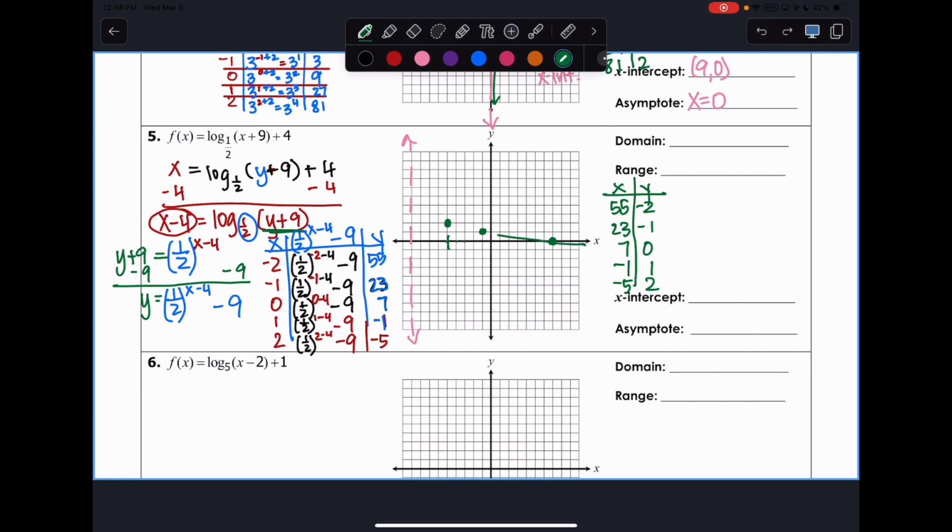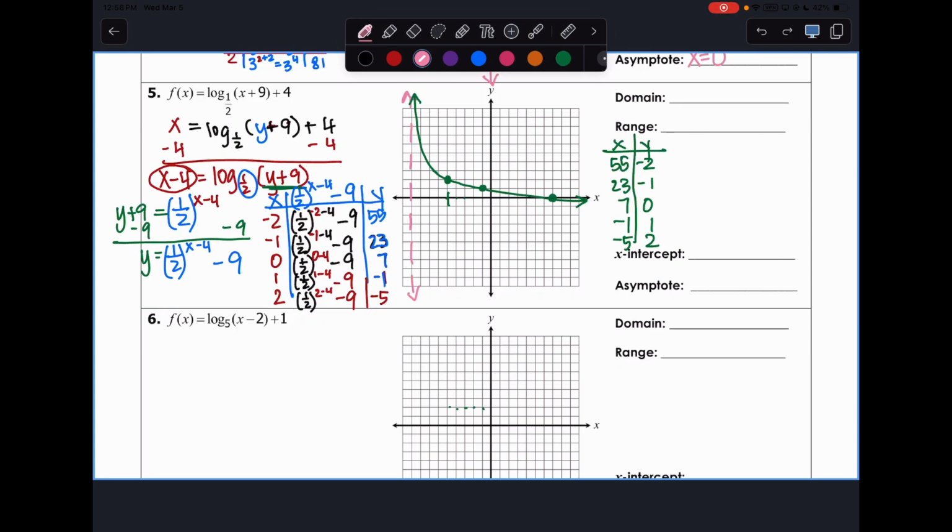Let's try again. So this is what the graph is supposed to look like. Okay? So the asymptote lies at x equals -9. X-intercept is at 7, 0. Don't just write 7. 7, 0 is what I'm looking for. Domain? -9 to positive infinity. What's my range? Yep. And then what? That's it.